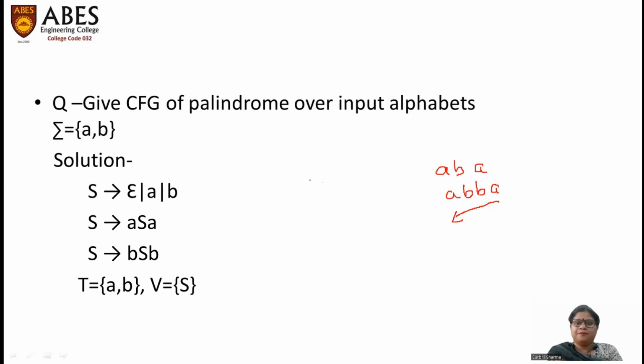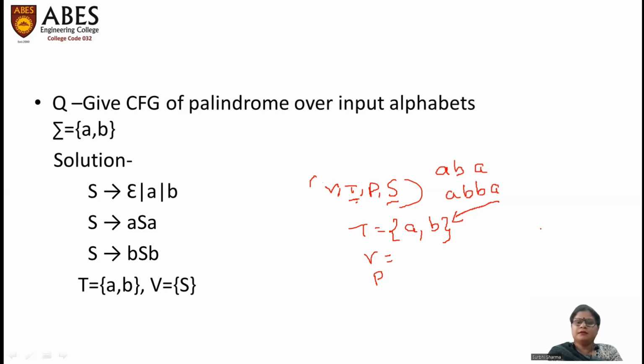As I've told you earlier, I have to mention the V, T, P, S for the particular CFG. The starting symbol will remain capital S. Basically, I should know the terminals. Terminals are given in the problem itself, so the terminals will be A and B, right? Now I have to mention the variables that will be used, the production set, and the starting symbol is S only. So how can I solve this problem? What logic should I apply here?